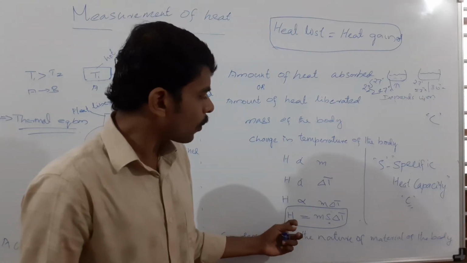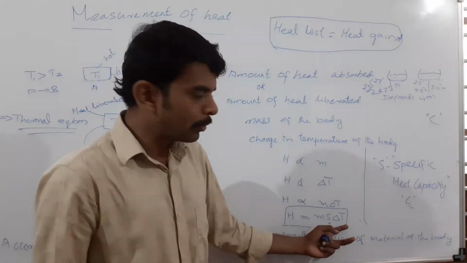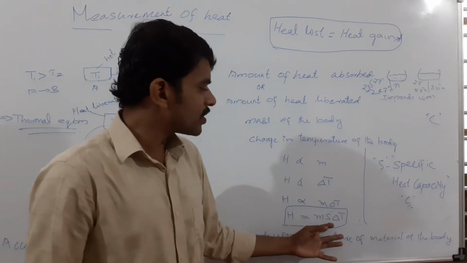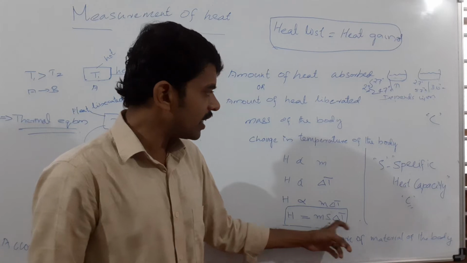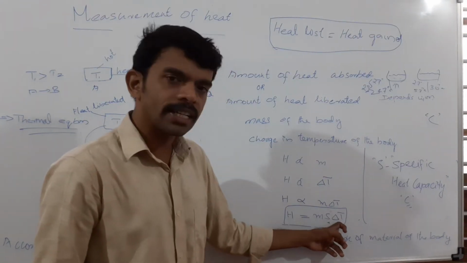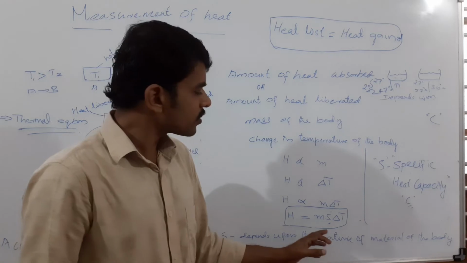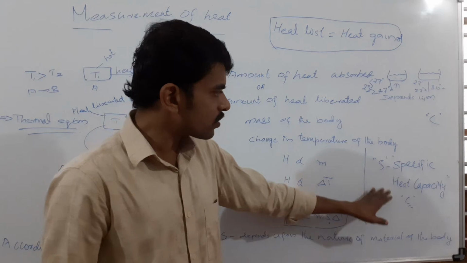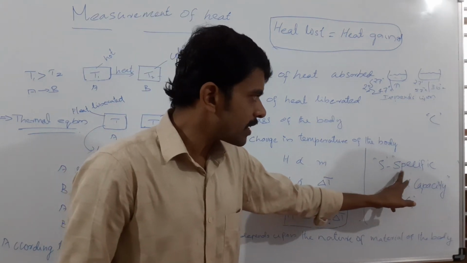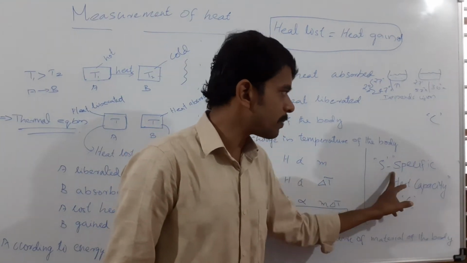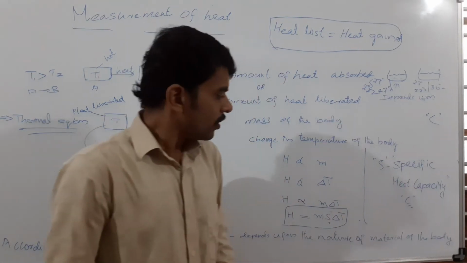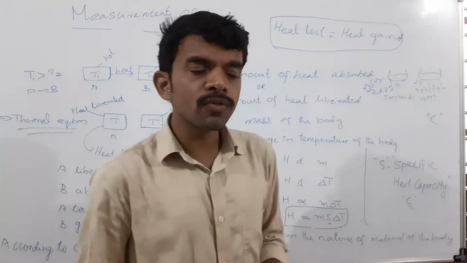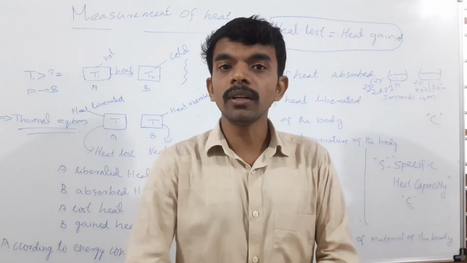So I am following the same as your book, but later on I may change to C, because we usually say mC delta T. If we consider it as S, we say mS delta T. Whether it is S or C, it is specific heat capacity. This specific heat capacity depends upon the nature of the material of the body.